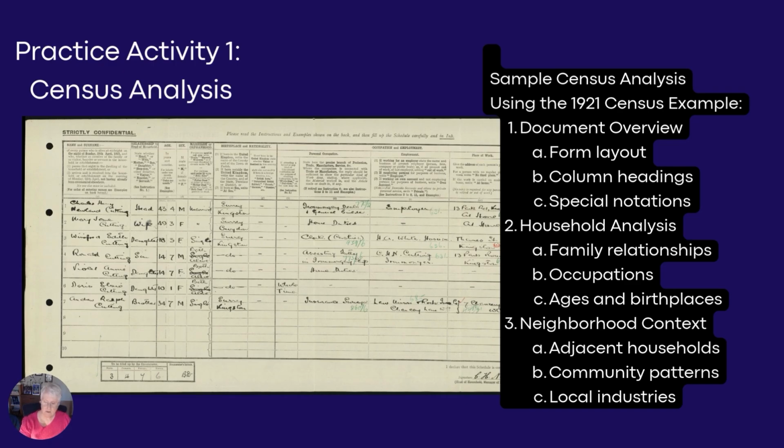In this example, I'm showing you a sample census analysis using the 1921 census as an example. I got really excited today because I was alerted to the fact that Ancestry.com now had access to the 1921 census records for England and Wales. So I was busy finding those documents for my family groups, some of which I had already and others were new.